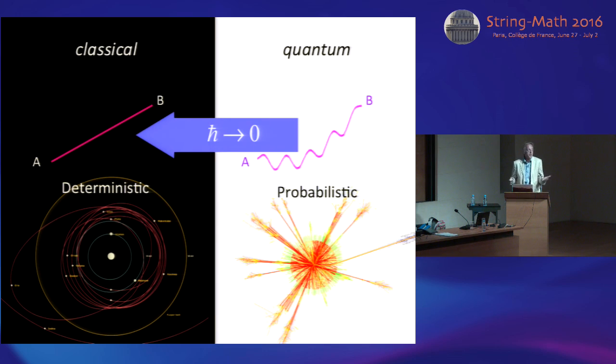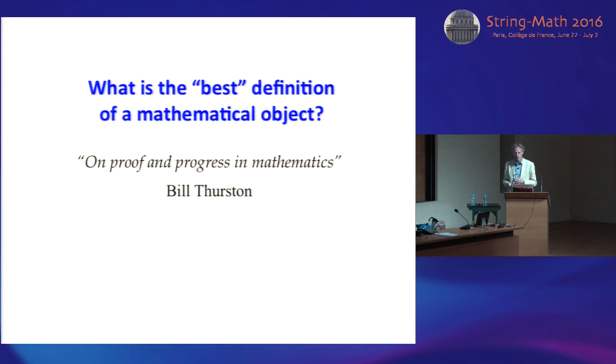And it would have some property. There would be a deformation parameter, Planck's constant, h bar, and if you send it to 0, you go back to the classical world. That's at least one possible approach.